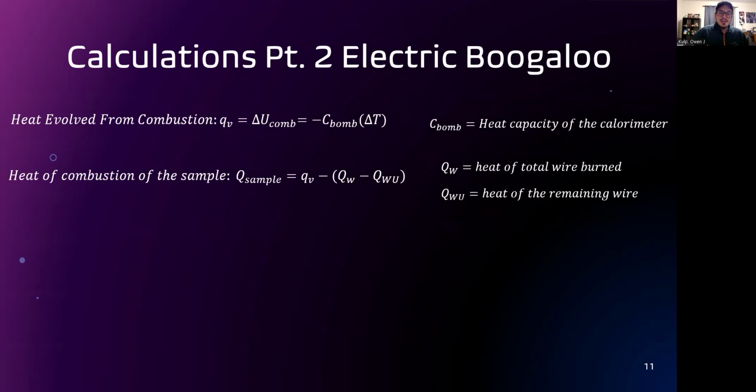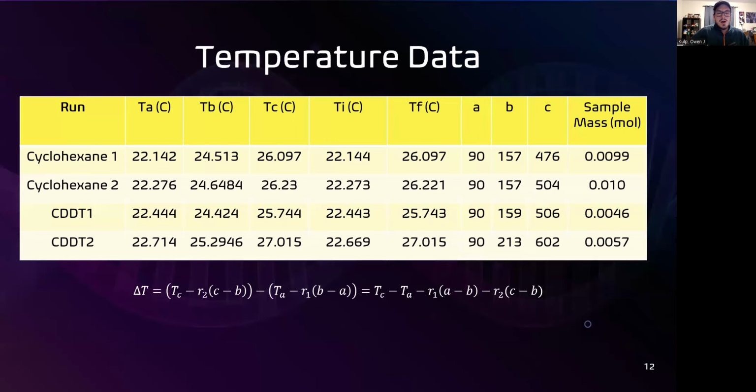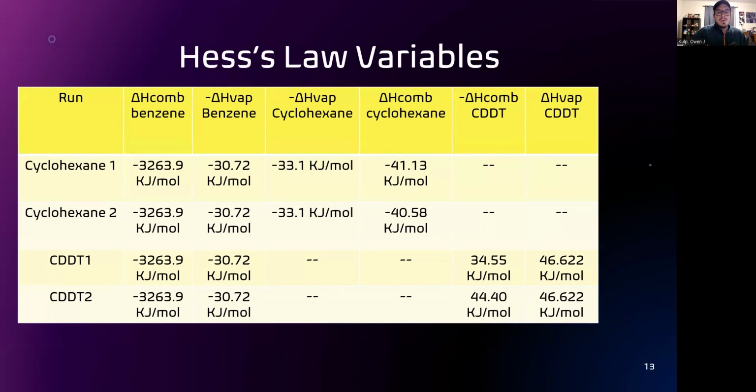Our data from the graphs earlier ends up looking a little bit like this. All of these temperature data points and sample sizes allow for us to find our change in temperature for the system, and lets us find our own values to find the resonance energy through Hess's law. With our changes in temperature, it finally allows us to find the heat of combustion for both cyclohexane and CDDT, which when combined with the literature values filling in our missing pieces, we can then use in Hess's law.